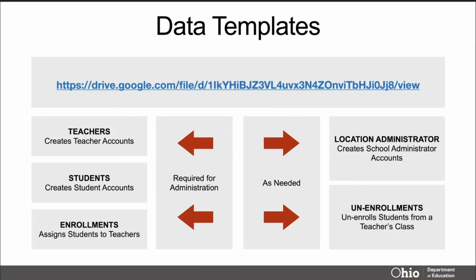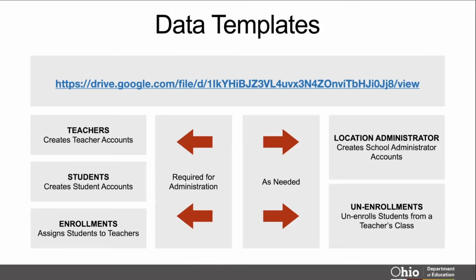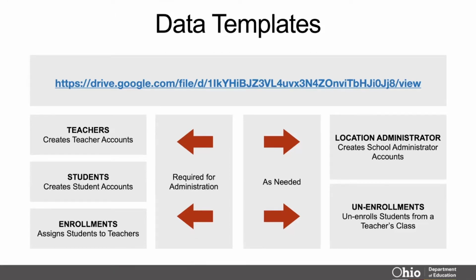The unenrollments template, you use that as needed. If you have to make a change in what's been submitted in the enrollments, you would use the unenrollments template to make that change. The location administrator is not required, but it's highly recommended, and we encourage you to do that actually early on in the window so that your building administrators have access to see what's going on in the system and they have access to reports.